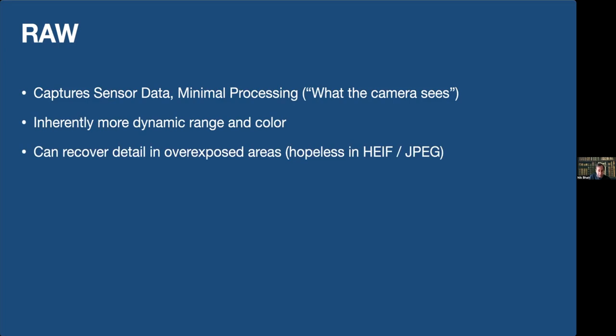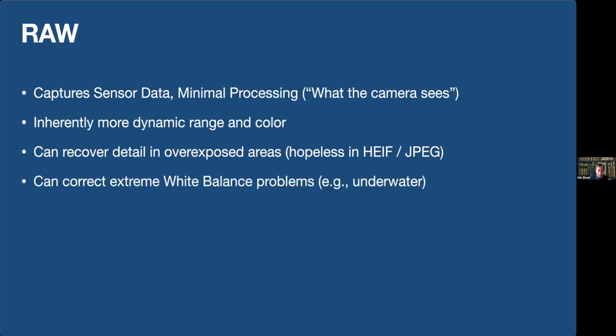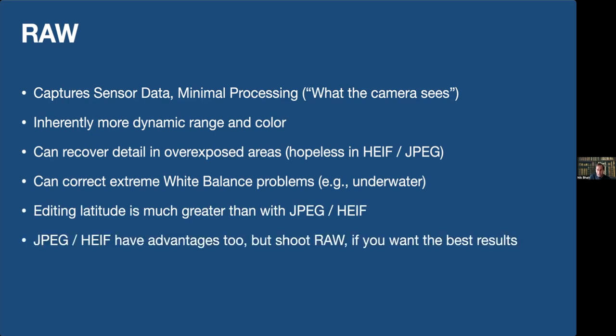You can also, for editing, recover detail in overexposed areas. I will show that to you. You cannot do that in HEIFs and JPEGs. You can correct extreme white balance problems if you are a diver or shoot underwater. So in general, you can just do a lot more. There are advantages to JPEG and HEIF. I mean, they're smaller, they're great for sharing and for very simple editing. But if you want the best results, then shooting RAW is the way to go.